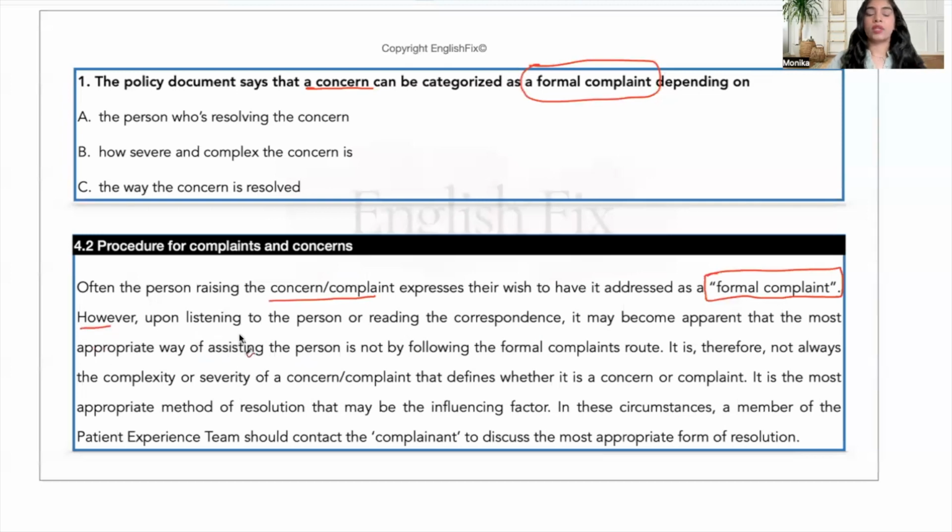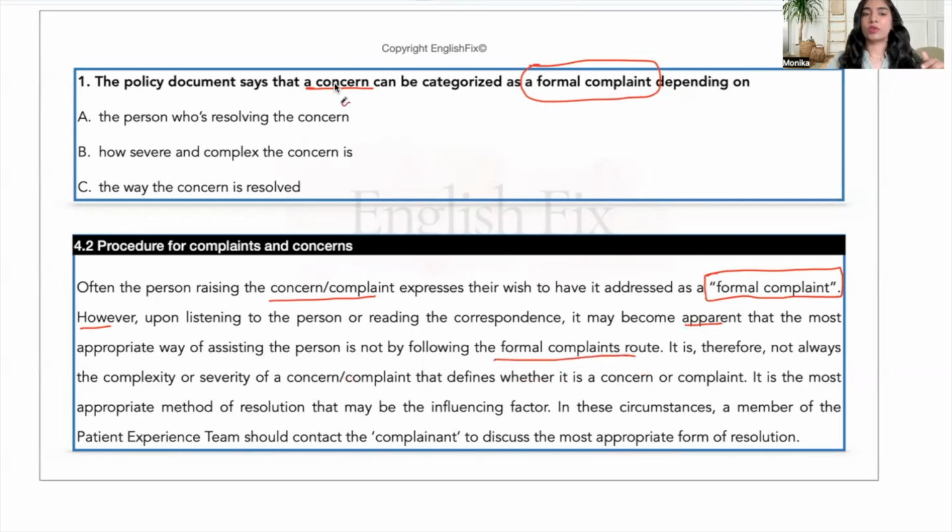However, when we listen to the person or read their correspondence, it might become apparent. Apparent means it might become clear. This vocabulary word is used in your OET reading a lot of the time, so you should be aware of it. So it may become clear that the most appropriate way, or the most suitable method, basically, of assisting the person who's making the complaint, is not by following the formal complaints route.